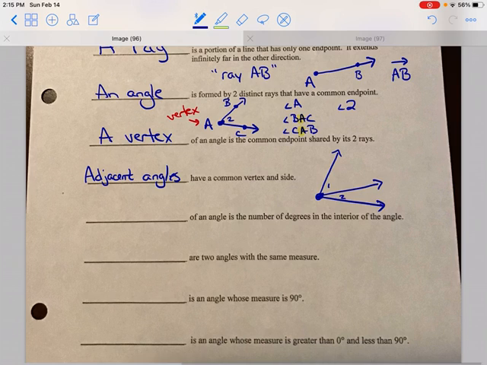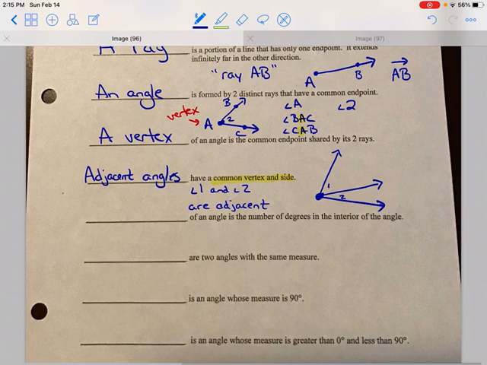All right, so if we call this angle 1 and this angle 2, we would say angle 1 and angle 2 are adjacent. The word adjacent means next to, but they do have to share both a vertex and a side. So common vertex and side.